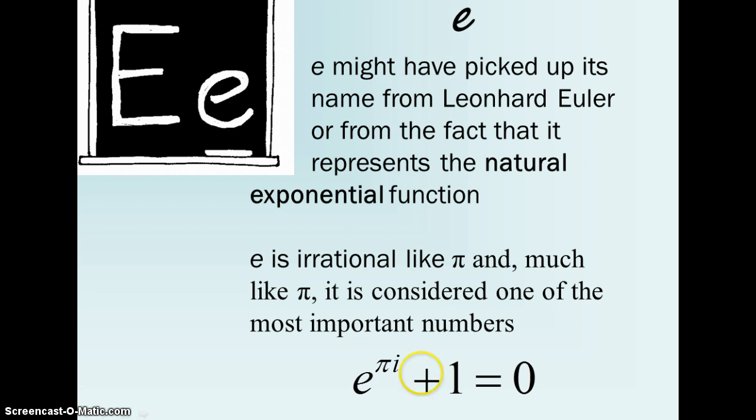Also check out this really crazy equation. E to the pi i plus 1 equals 0. It's kind of insane that three of these crazy important numbers in mathematics fit together so nicely in this simple equation.